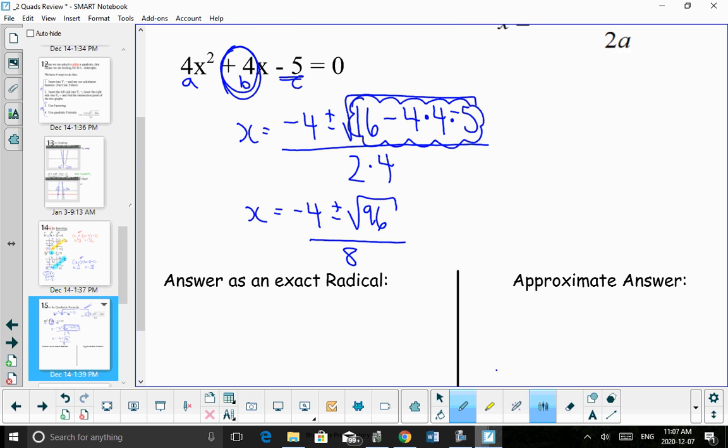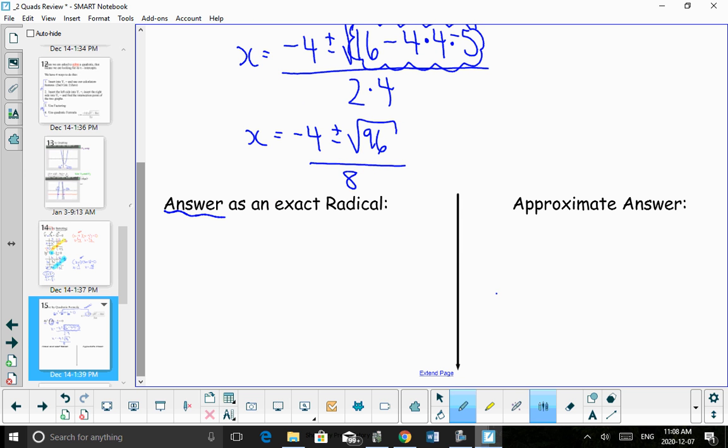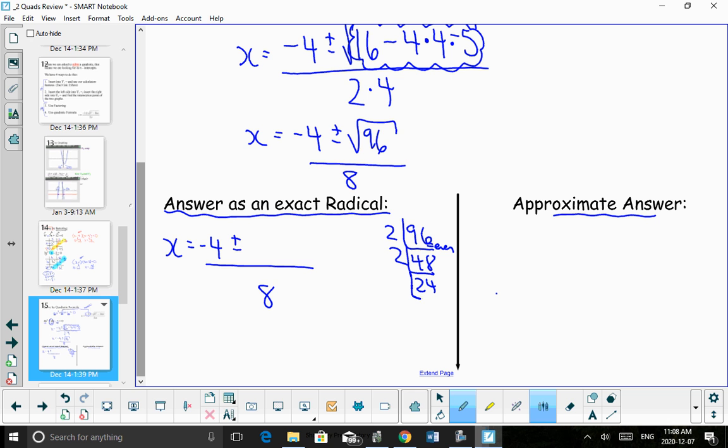Okay, so there's two ways you can be asked to give the answer. You can be asked for it as an exact radical or as an approximate. So as an exact radical, what you would do at this point is go back to the radicals unit, the one that we just reviewed, and we're going to take down that 96. Now, because it's even, I know it's divisible by 2. And because it's even, I'm just going to keep dividing it by 2.